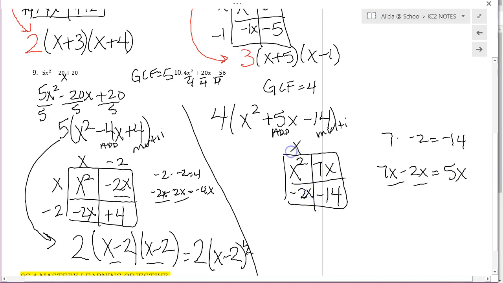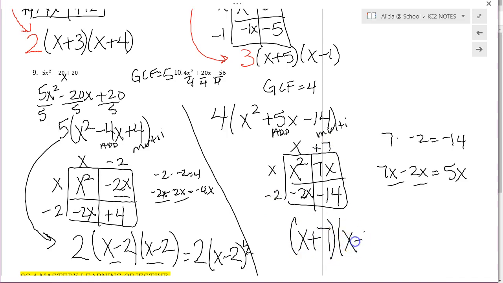Figuring out the outside. X times x is x squared. X times a positive 7. X times a negative 2. So my final answer then is x plus 7 times x minus 2. Again, don't forget that GCF that I did bring out, so I need a big 4 in front.